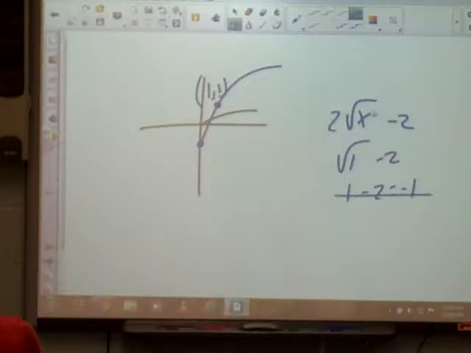Square root of 1 is 1. 2 times 1 is 2. 2 minus 2 is 0. I need a 1, so that didn't work. But look, I went from a -1 to a 0, so I'm getting closer.